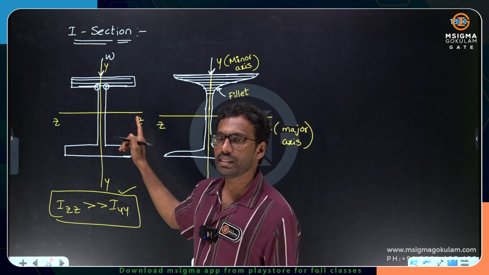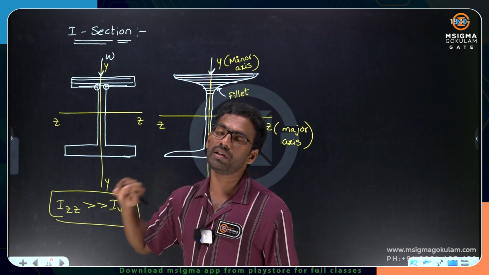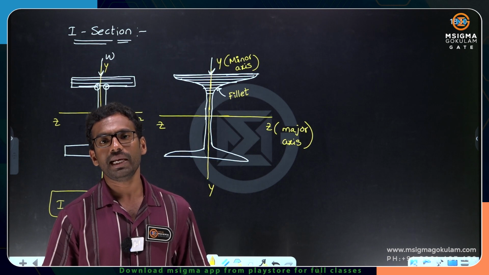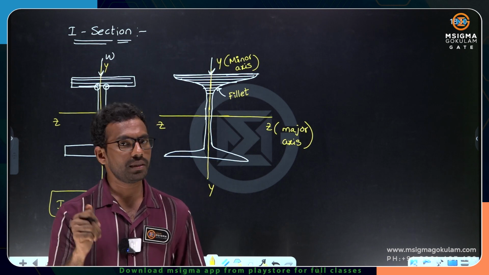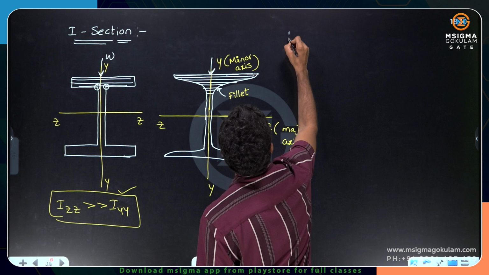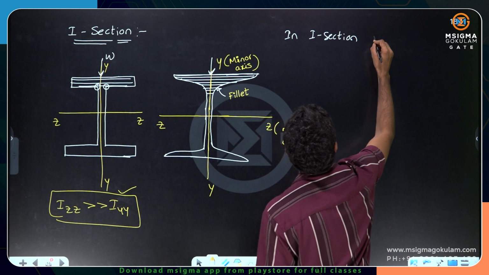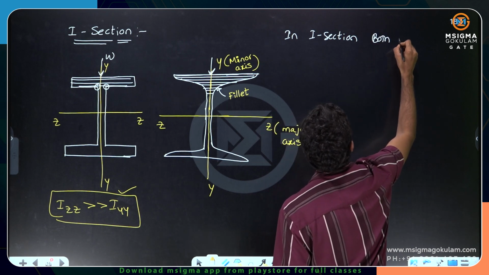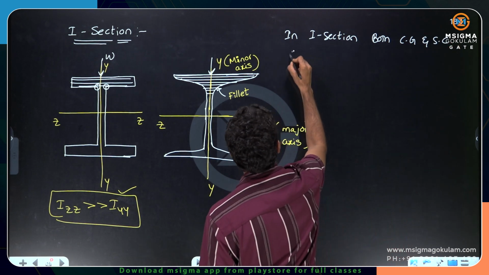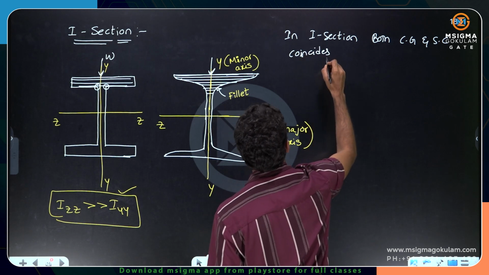But it is found that in the I section, the section is symmetric about both the YY as well as the ZZ axis. So what is the benefit of having symmetry about both the axes? The advantage is that the center of gravity and shear center coincide. A very important point you have to understand is that in the I section, both the center of gravity and shear center coincide.